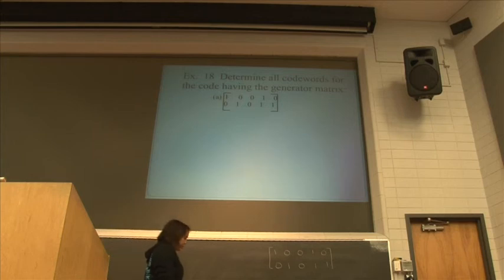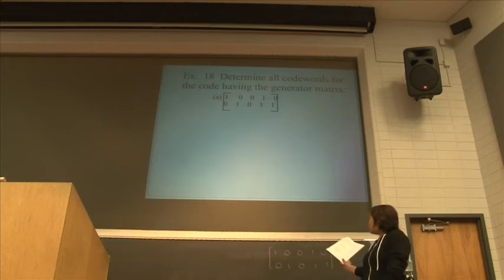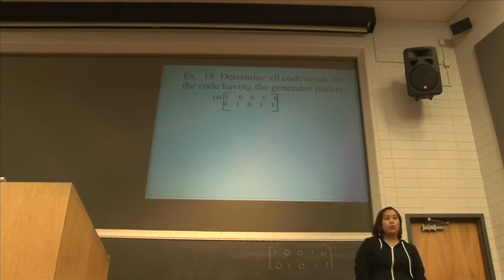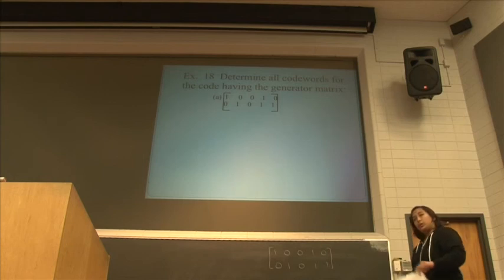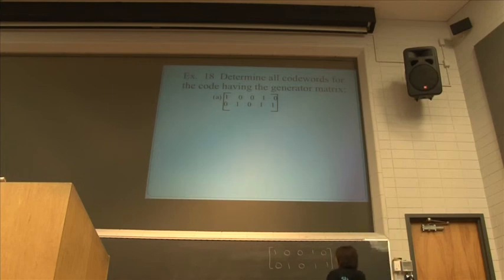So, now we gotta find all the possible code words from a single generator matrix. How do we do this? Well, we have to consider all of our possibilities. This is going to be a 2, 5 code. Here's how you can tell.